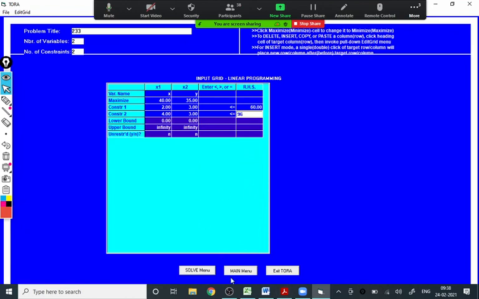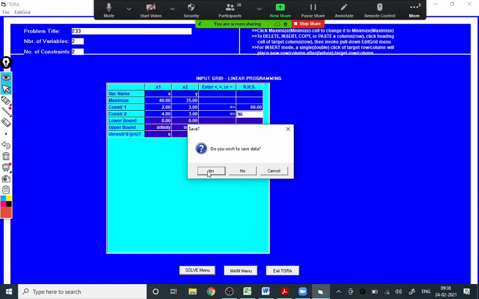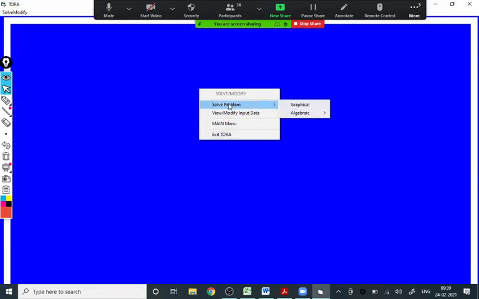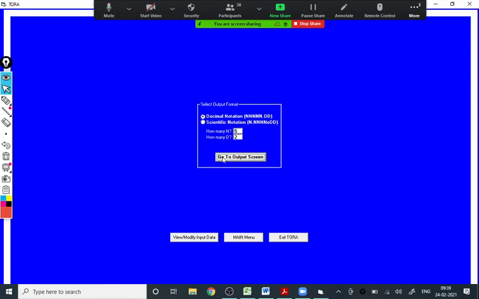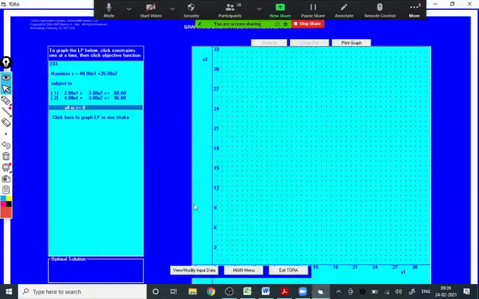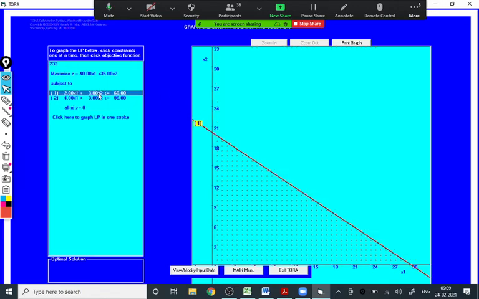Now let me solve this. Solve problem, graphical, output screen. Right now we have x1 greater than 0 and x2 greater than 0, so you'll observe the feasible region is the entire first quadrant. When I draw the first constraint, this region is gone. The feasible region reduces to this triangle only.